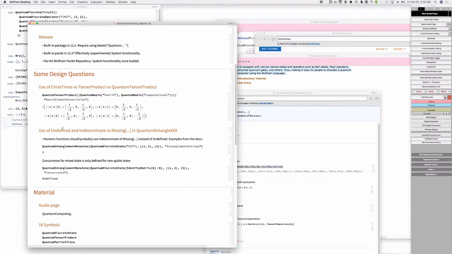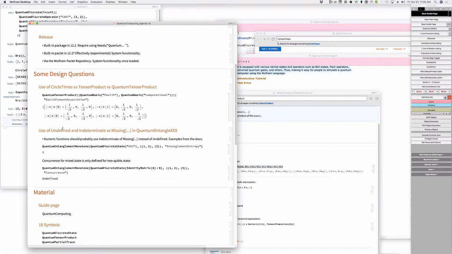The bras and kets don't mean anything, and there's no operation, if I'm correct, other than that they're used only for naming. Yeah, right. There's nothing I can do with them as such. Well, they don't have meaning unless they are in a quantum discrete state, right? If they're just basis names, then you can't do anything with them, which is what they are here.